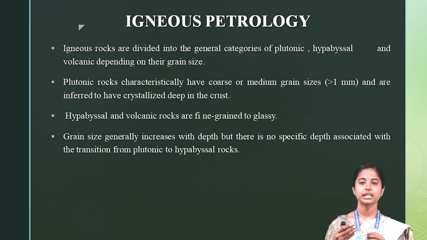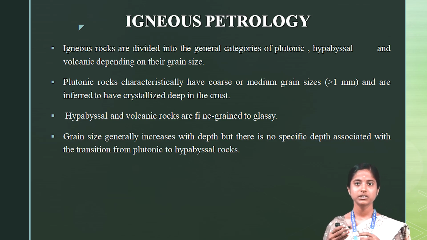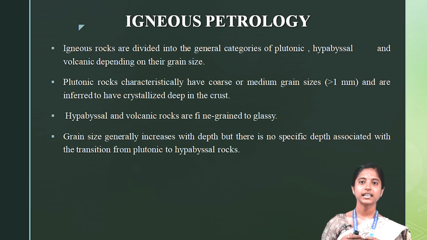Okay, which the magma was emplaced. Magma depends on the chemical composition of every rock, so magma is also important. Next, the grain size. Grain size generally increases with depth, but there is no specific depth associated with the transition from plutonic to hypabyssal rock. Okay, the grain sizes are the basis of the origin.